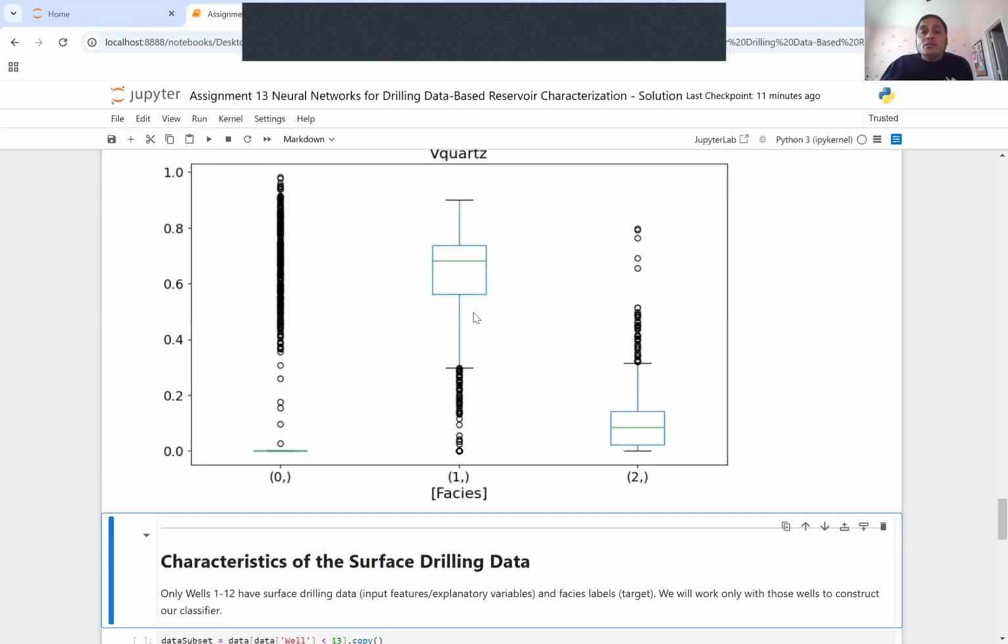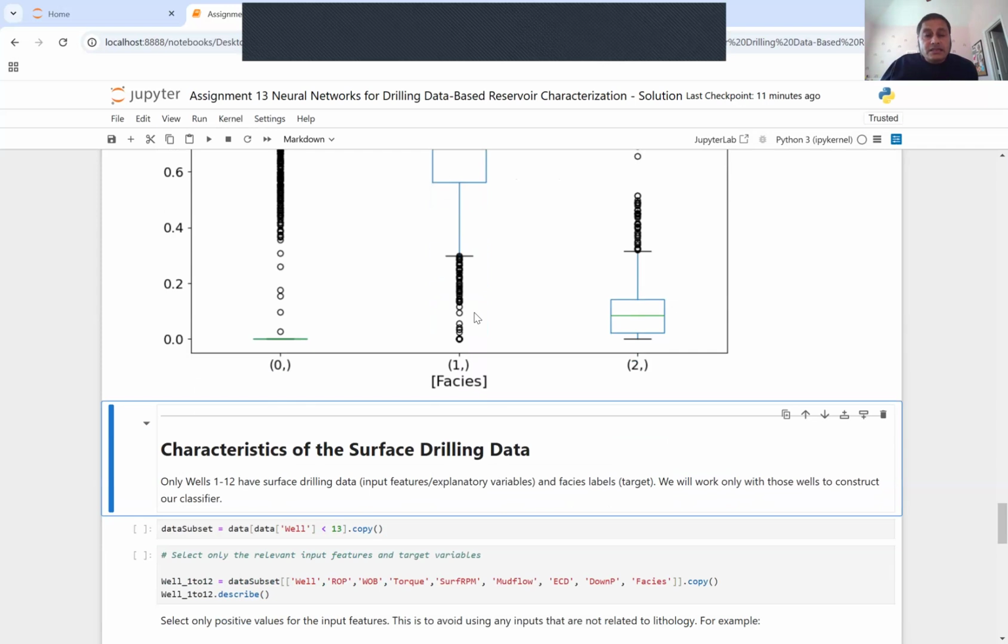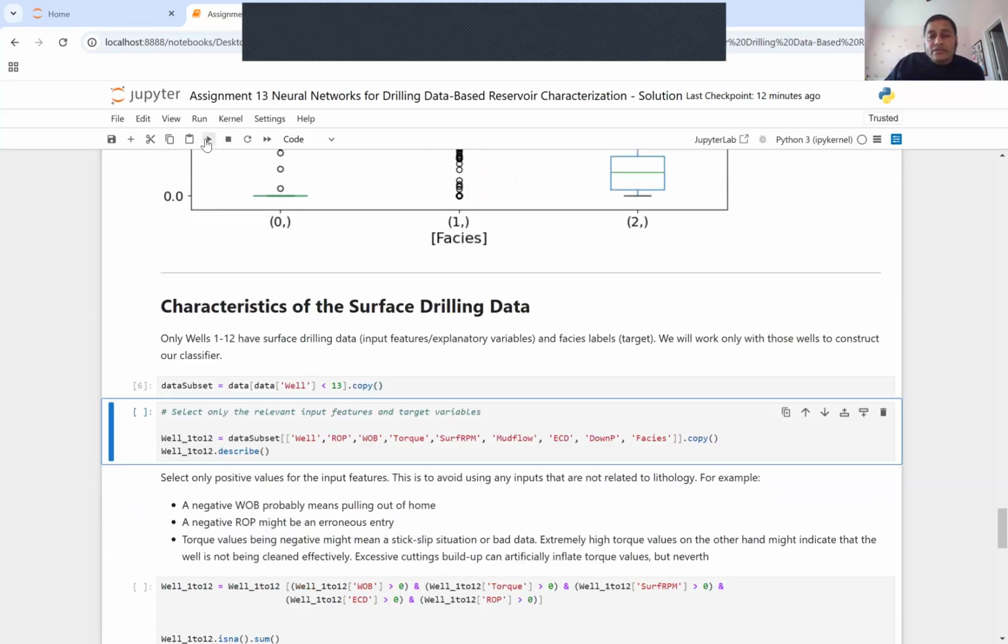All right. So we have 15 wells in this data set. Only the first 12 wells contain the input features. That's the drilling data and the facies labels, which are our target variables. So we're going to select only the first 12 wells. And specifically, we're going to select only the features that we're going to be working with, which is the well name, ROP, weight on bit, torque, RPM, mud flow, equivalent circulating density, downhole pressure, and the facies label.